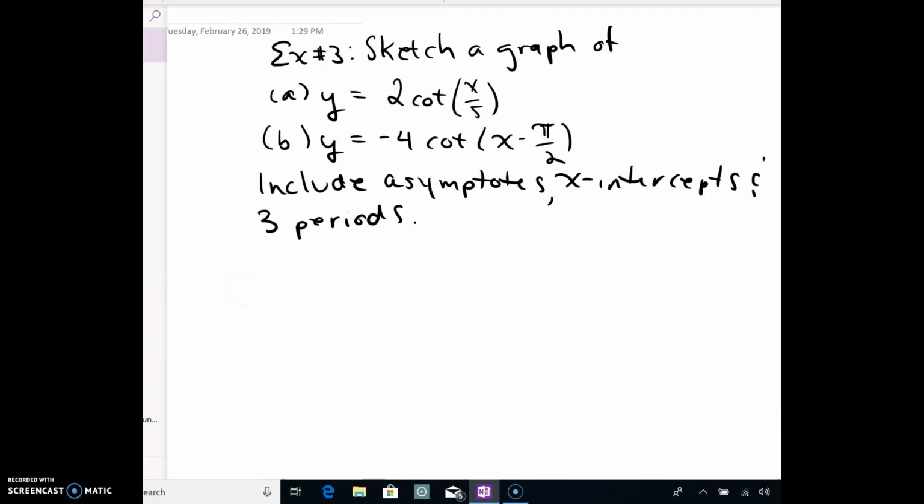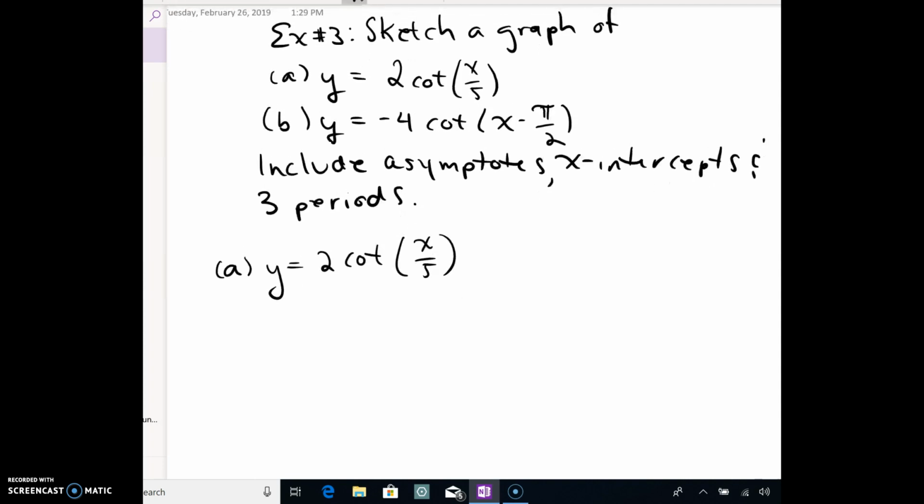Okay, so let's finish with example number 3 where we have to sketch 2 graphs, and the first graph is going to be, let's sketch y is equal to 2 cotangent of x over 5. Let's make sure that when we're graphing it, we include the x-intercepts, the asymptotes, and 3 periods of the function.